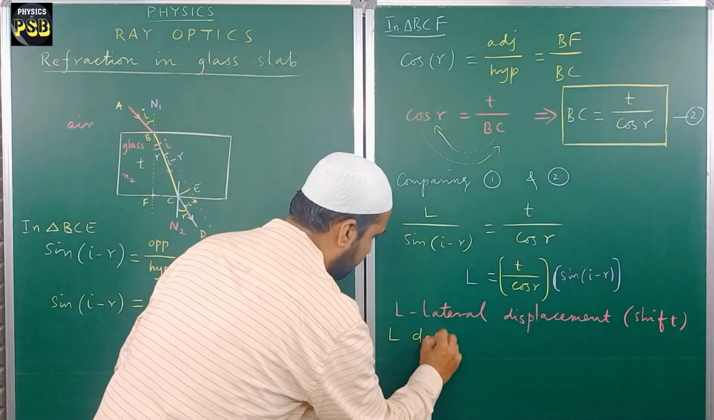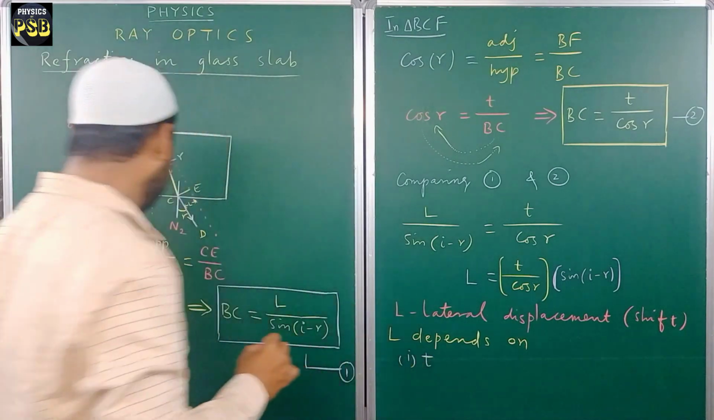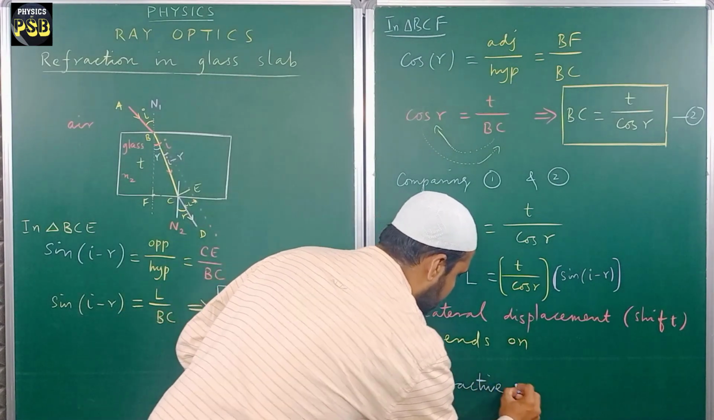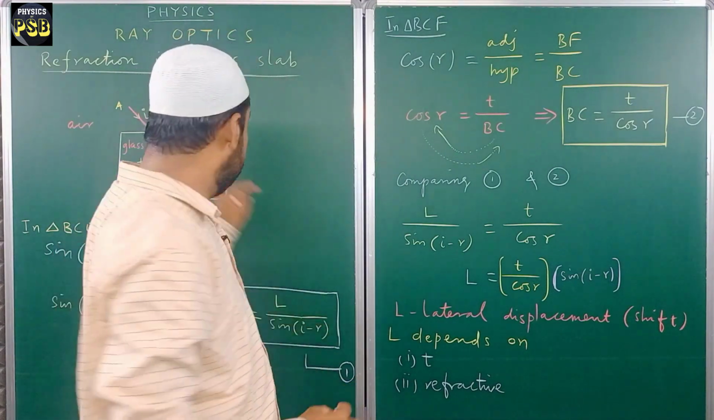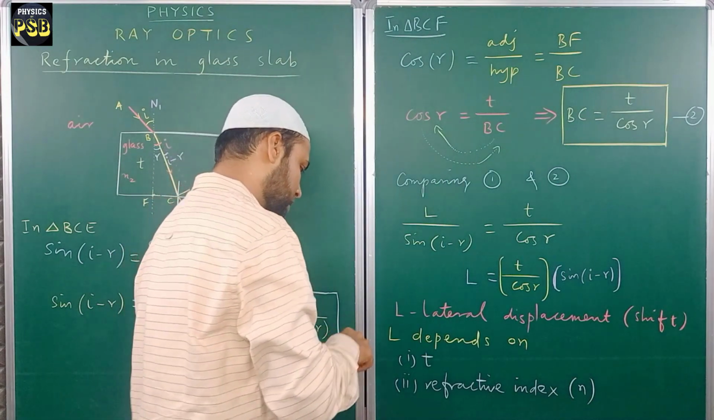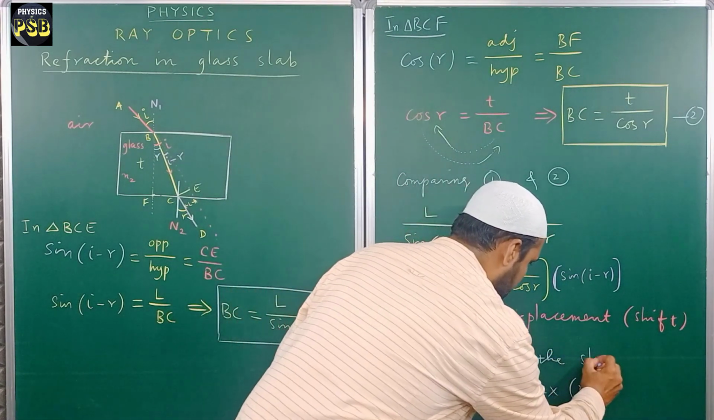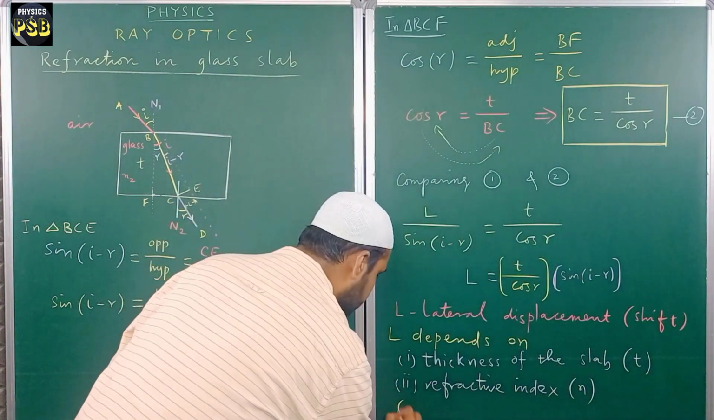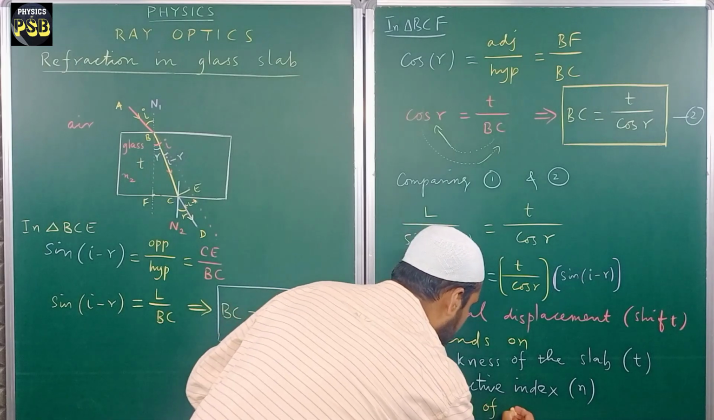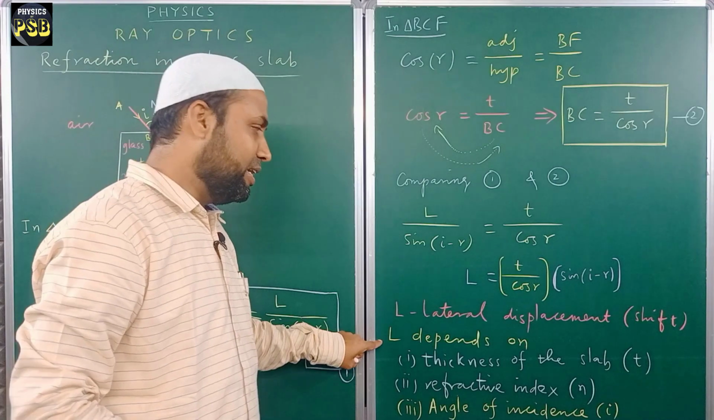L is found to depend on three things. First, it depends on the thickness of the glass slab, represented by T. Second, it depends on the refractive index of the medium of which the slab is made, represented by N. And third, it depends on the angle of incidence, represented by the letter I. On these three things, the lateral displacement depends.